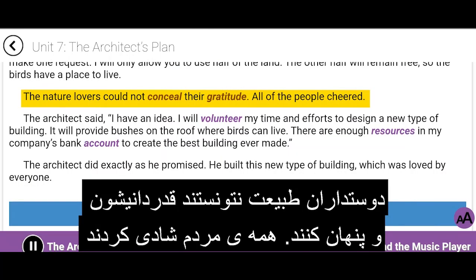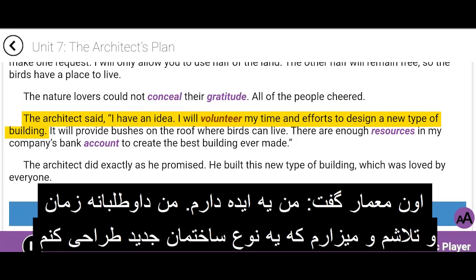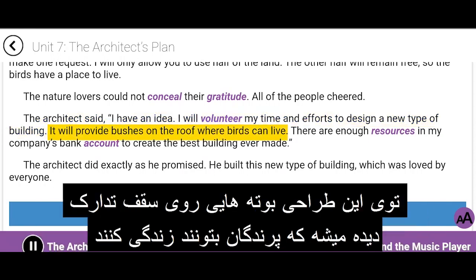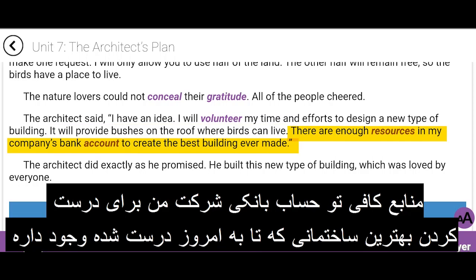The nature lovers could not conceal their gratitude. All of the people cheered. The architect said, "I have an idea. I will volunteer my time and efforts to design a new type of building. It will provide bushes on the roof where birds can live. There are enough resources in my company's bank account to create the best building ever made."